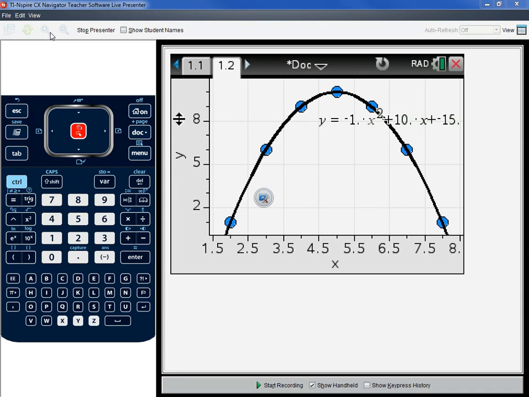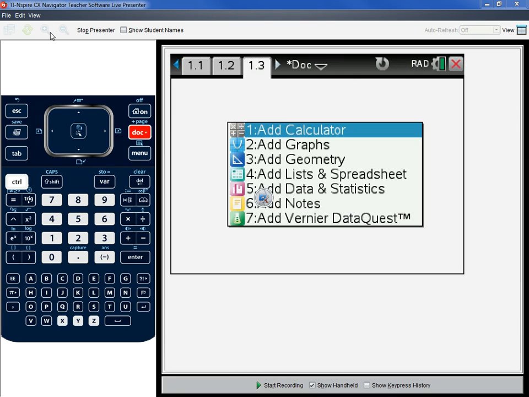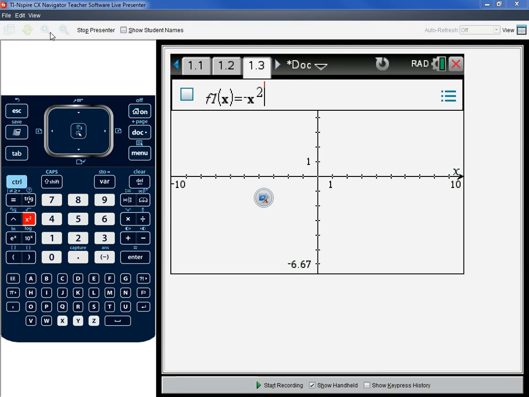Which is the same thing as -x squared plus 10x minus 15. And I'm going to put that in a graph. So -x squared plus 10x minus 15.